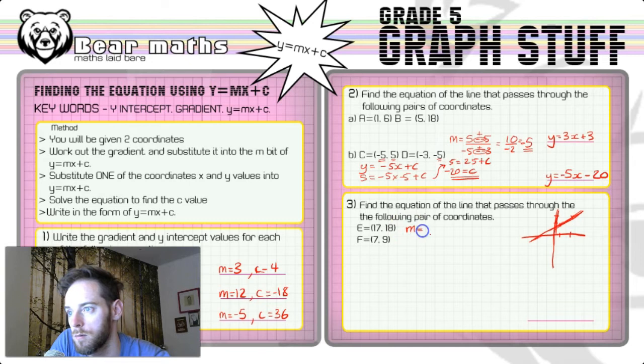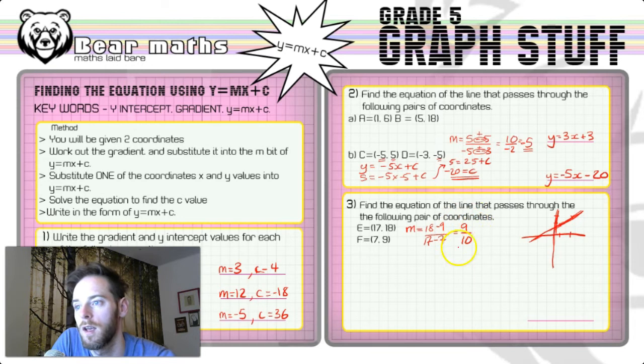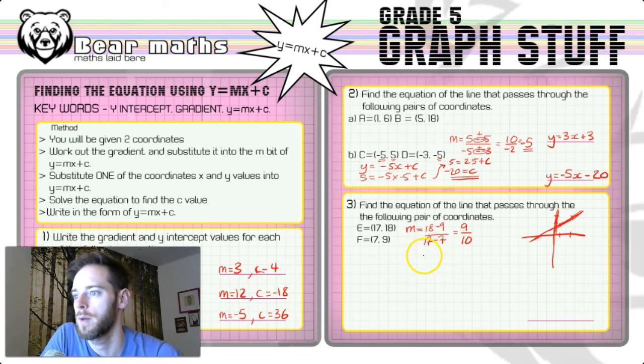M is equal to 18 minus 9 divided by 17 minus 7. So that is going to be 9 over 10. And that's why this question is a little bit trickier, because we've got a fraction for the gradient. Now this could well be on a non-calculator paper. We'd have to deal with our fractions here. Be worth maybe another mark or so. Depends what the question really is. But this one we'll crack on with.